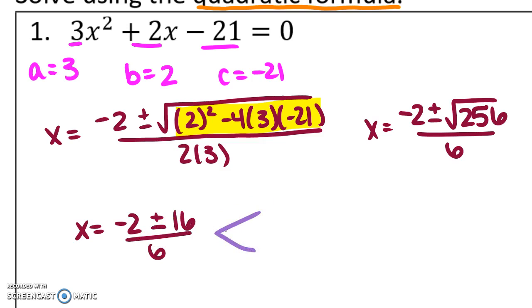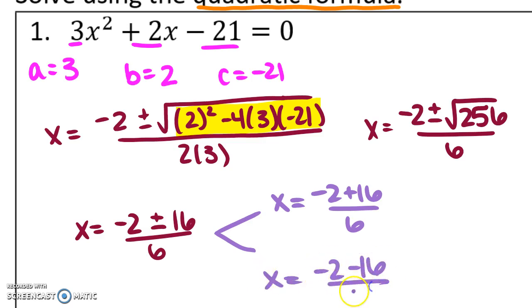And just like before with that plus or minus, that gives us two equations, or two answers. One of them is x equals negative 2 plus 16 all over 6. The other one is x equals negative 2 minus 16 all over 6. So when you simplify the top one, negative 2 plus 16, so positive 14 over 6.